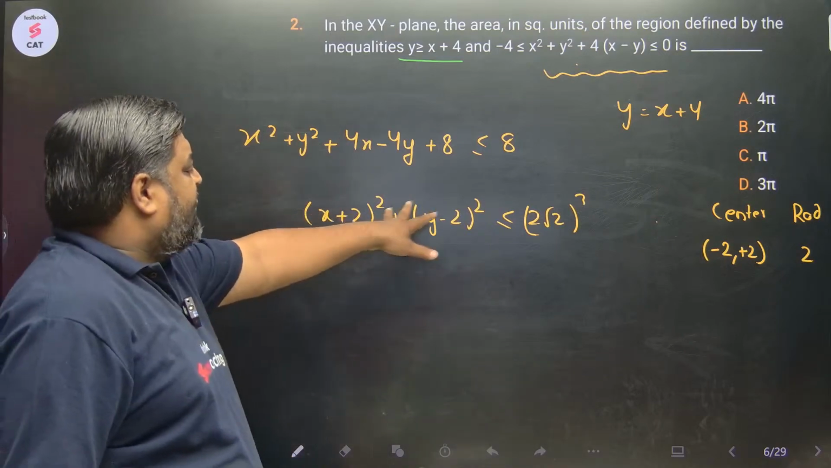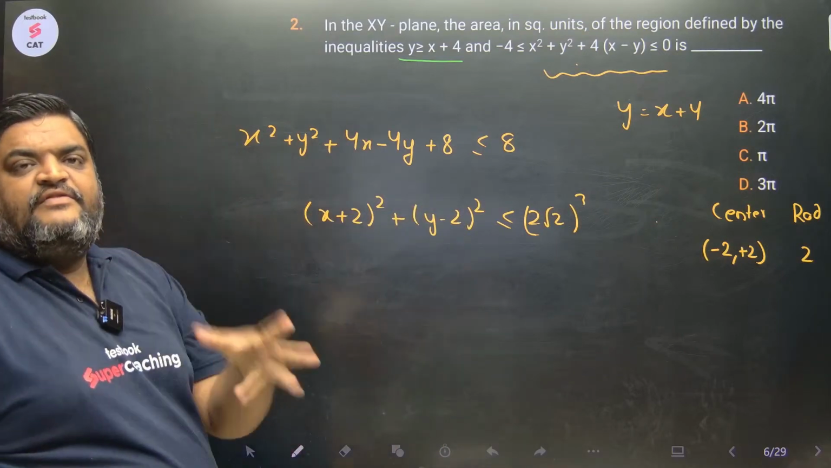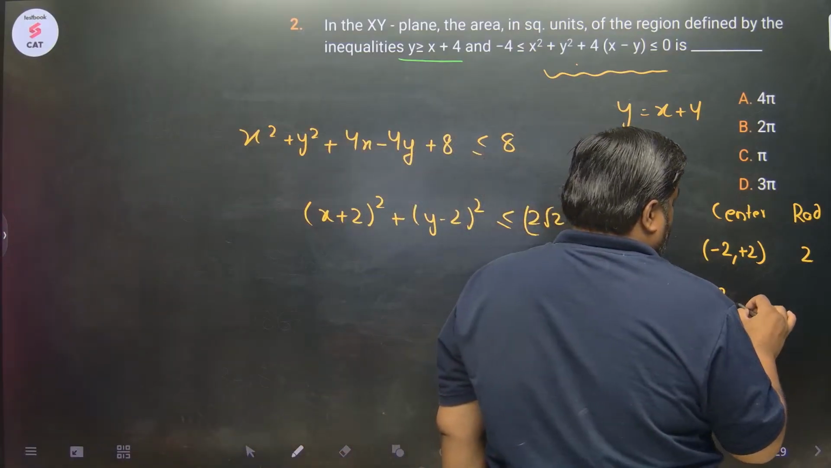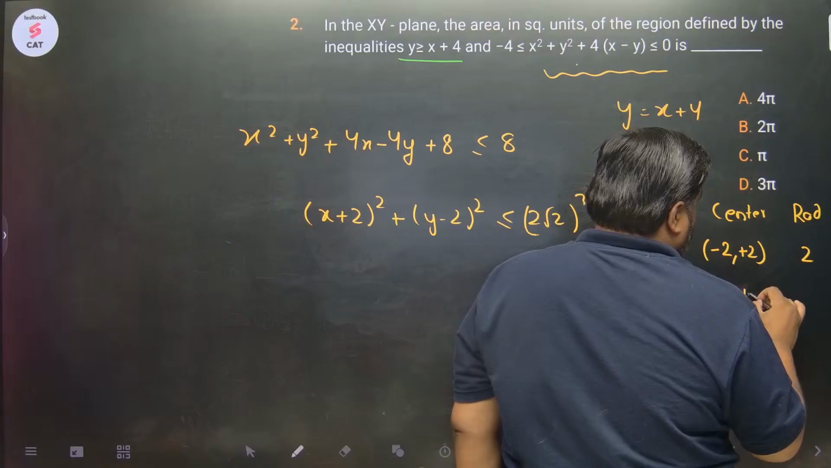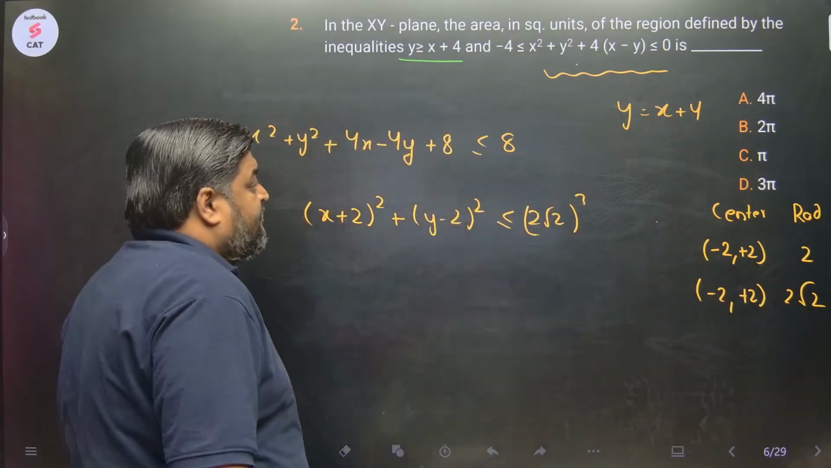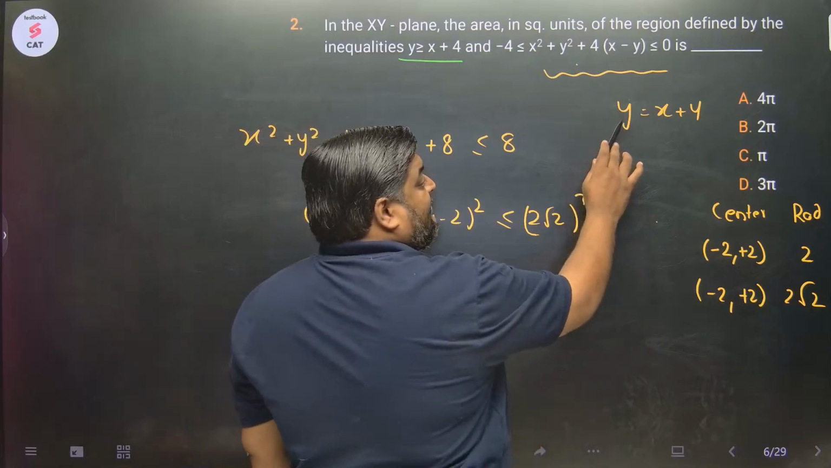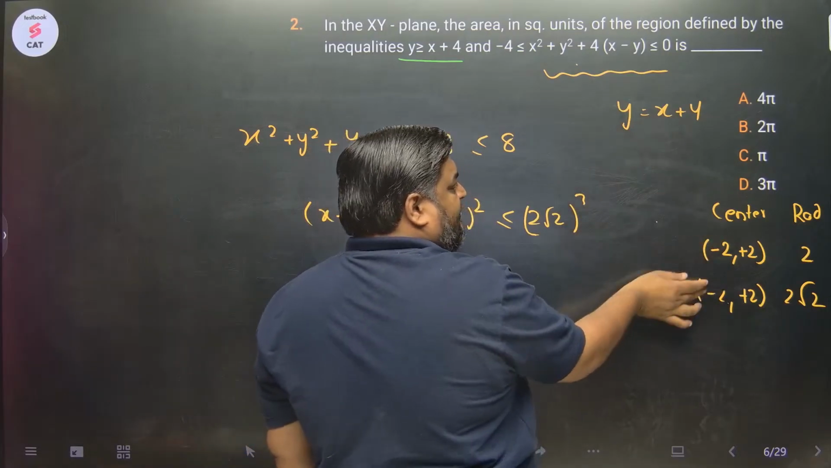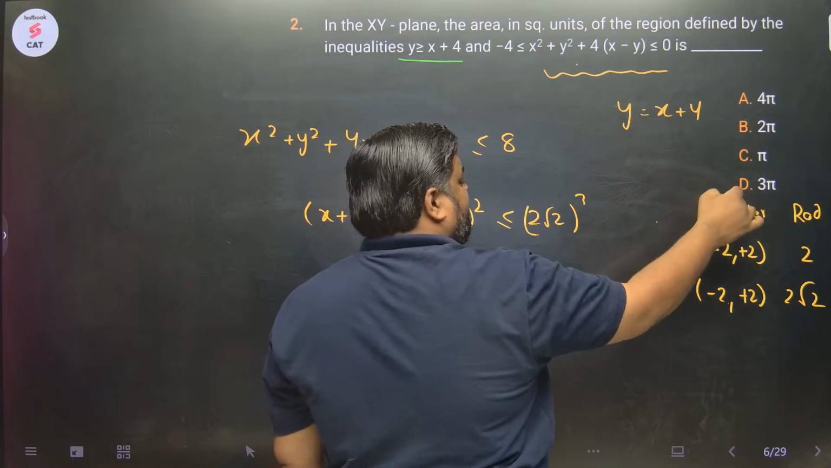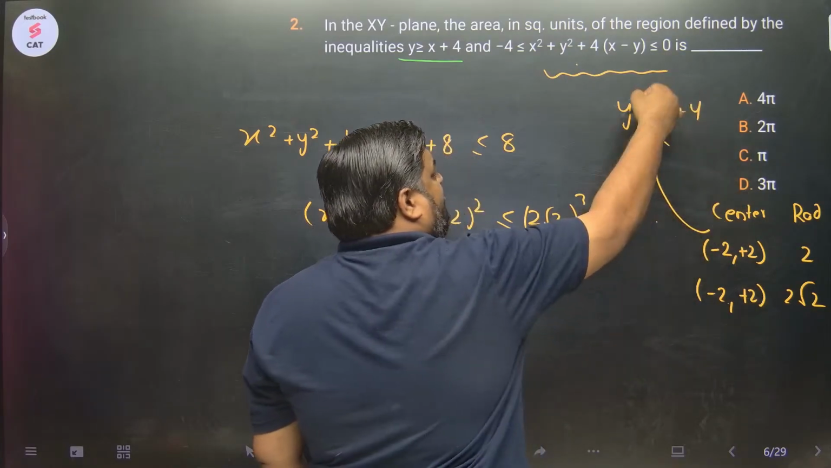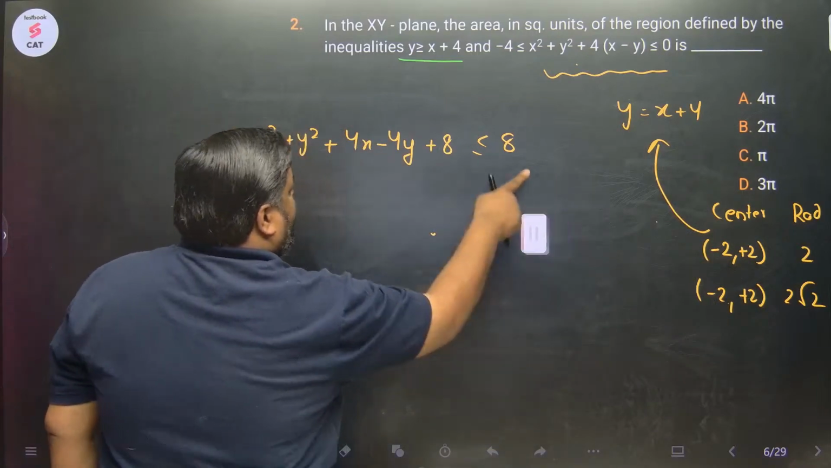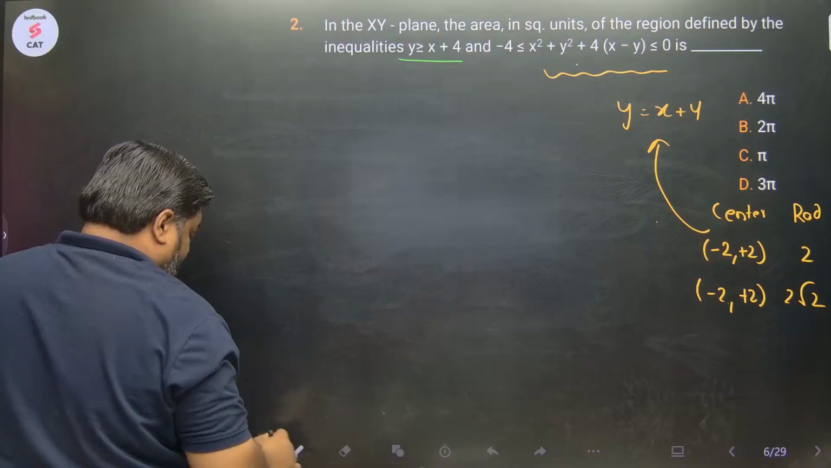So this equation represents a circle. Very good. This equation represents a circle with center (-2, 2) and radius 2 root 2. And this line also passes through this center. Look, if you put x as -2 and y as 2, it satisfies. So this line also passes through this center, and now we can plot the graph. Let's plot the graph now.